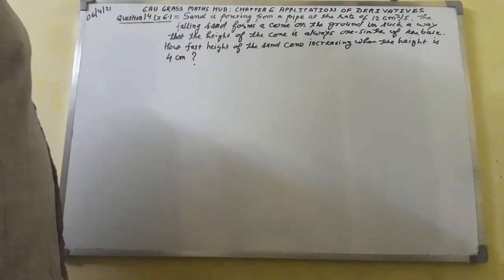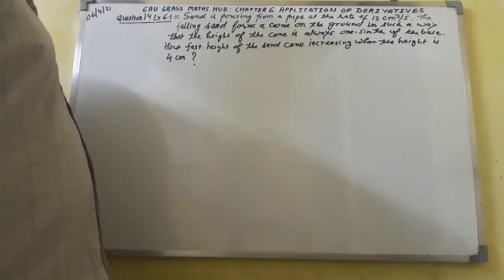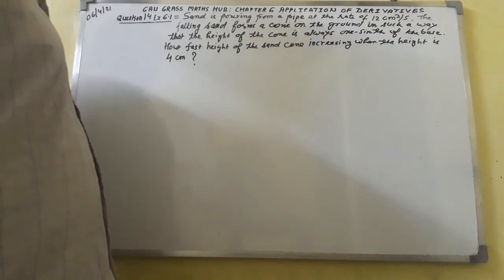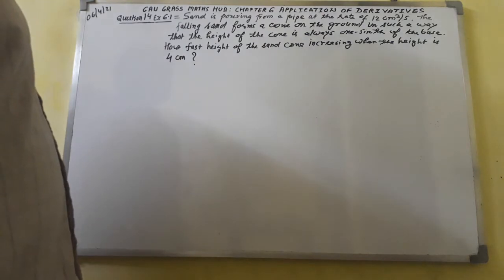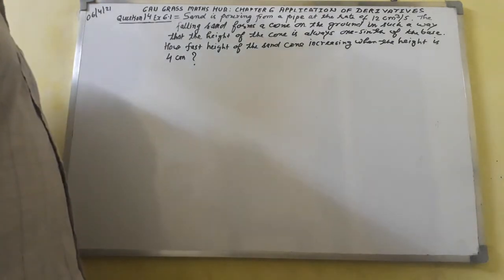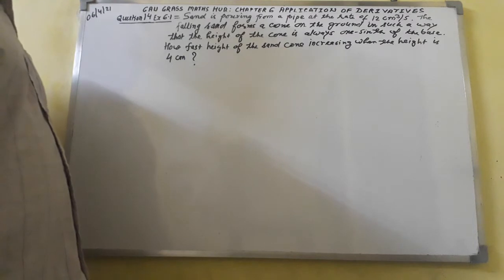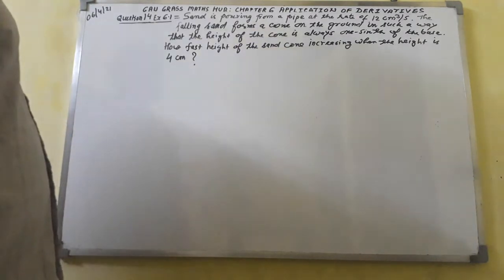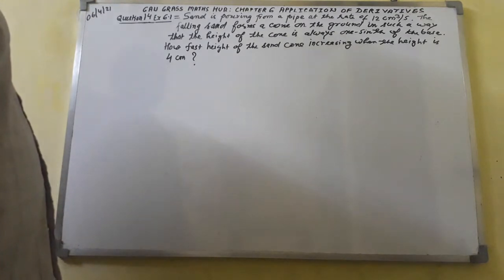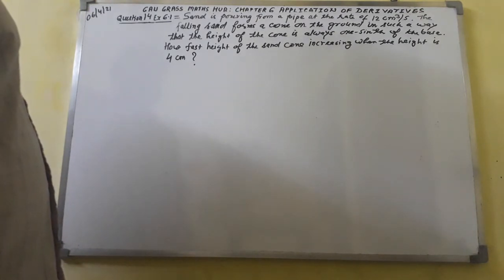I am going to explain question number 14, exercise 6.1. Sand is pouring from a pipe at the rate of 12 centimeter cube per second. The falling sand forms a cone on the ground in such a way that the height of the cone is always one-sixth of the base. How fast is the height of the sand cone increasing when the height is 4 centimeter?